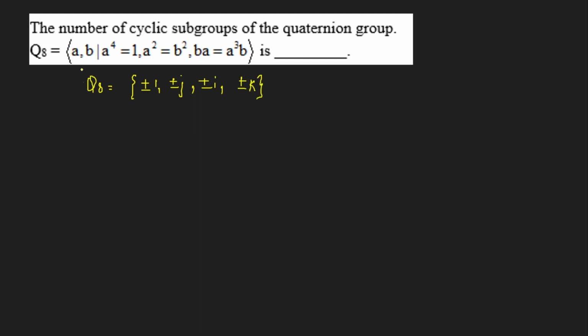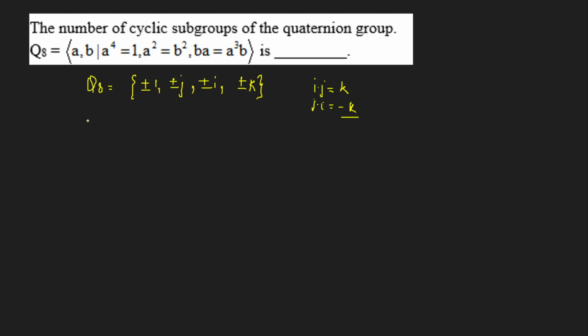And I know that Q8 is not abelian, because if I do i times j, I'll get k, and if I do j times i, I'll get -k, right? So that means they are not commutative. So Q8 is not abelian. That means Q8 is not cyclic, and I can find all the subgroups. So let's first find all the subgroups, and then I'll see whether they are cyclic or not.